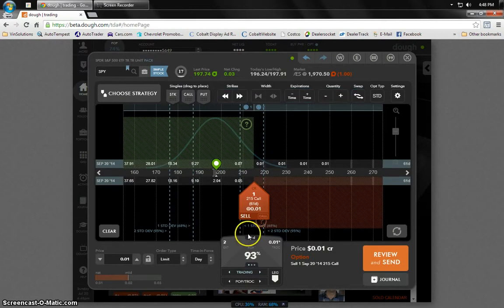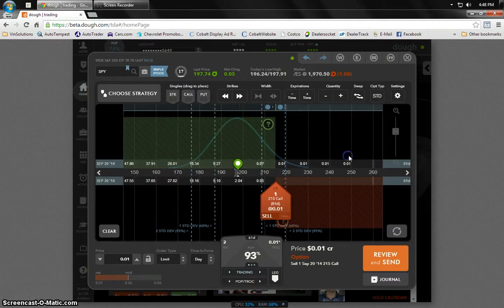Alright, now again, what are you doing? You're selling a call one standard deviation out of the money. In this case, it'll be one standard deviation above the current price. So you can see it popped a little higher. You can easily grab it and move it over so it's as close to that one line as you can. Here it is. Now look, you're betting that the S&P 500 will stay below $210.